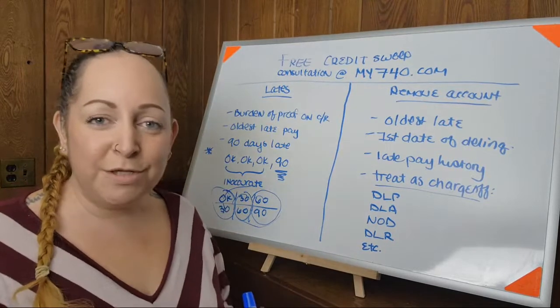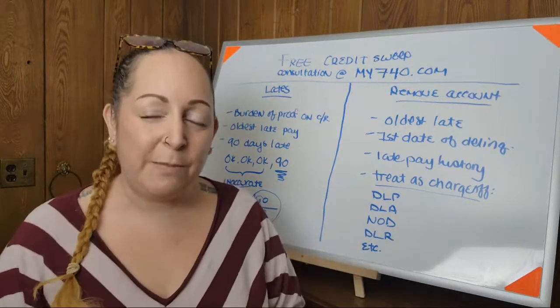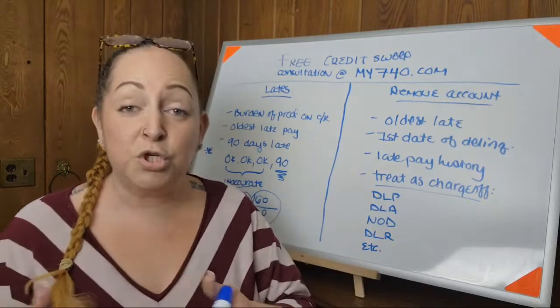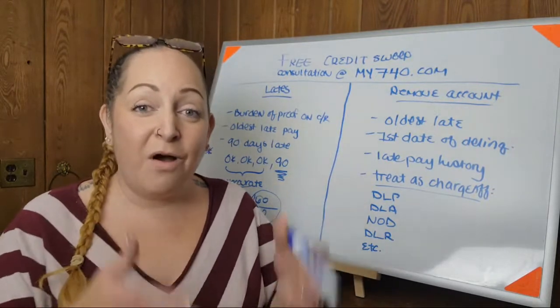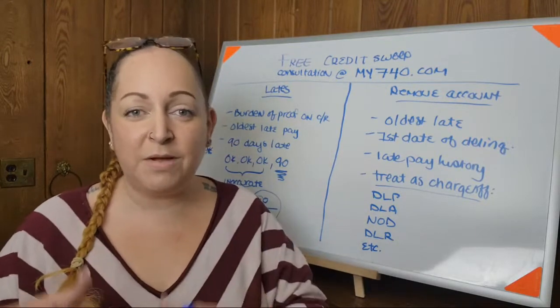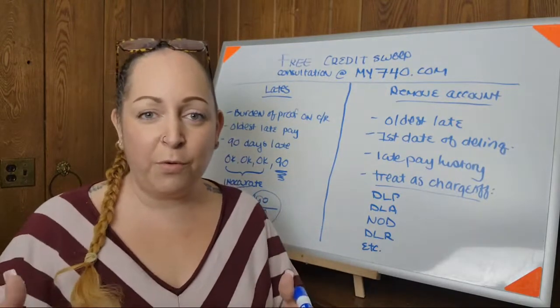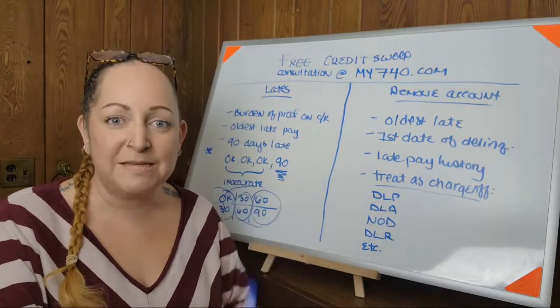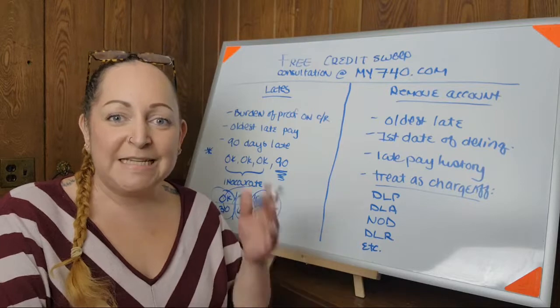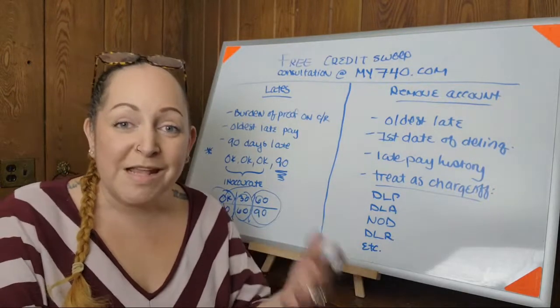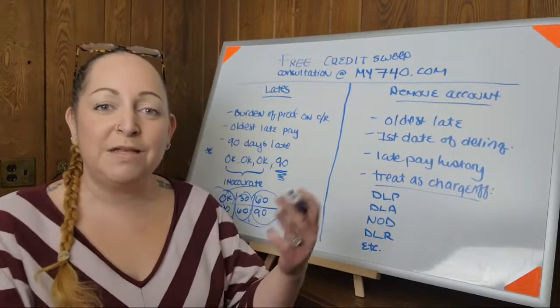Let me ask you a question though. How should these late payments be reported? Should it be 30, 60, 90, or on time, 120, however they report it? The answer to this is very, very simple, using common sense, okay? 30, 60, 90. If it is not reported like that, then guess what? It is inaccurate and you can dispute it.